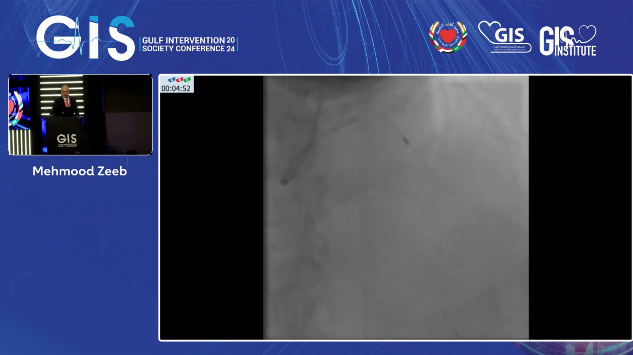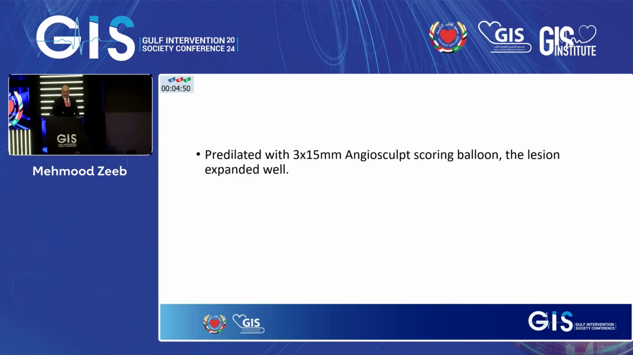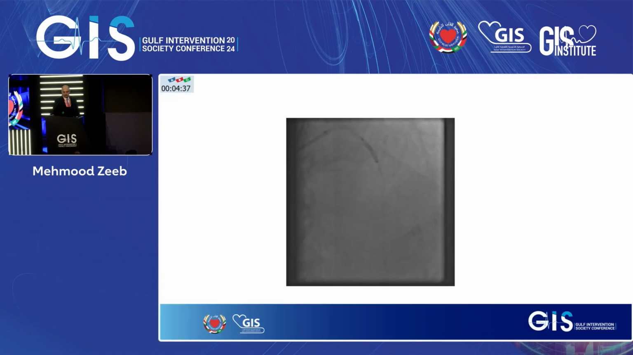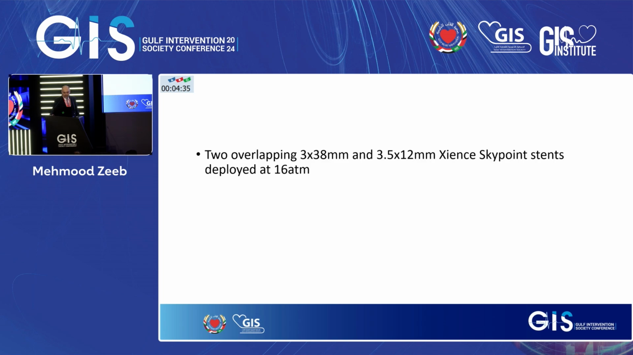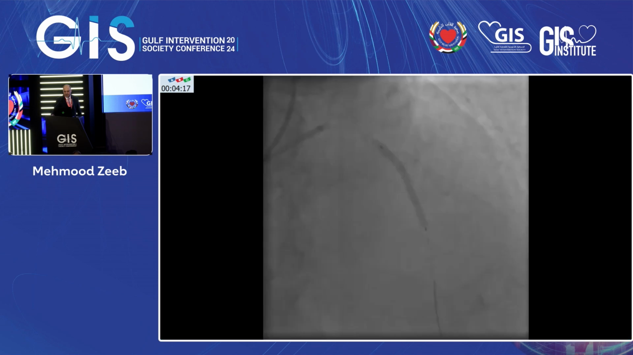So the LAD was treated with the rotablator. And then further pre-dilatation was performed with an AngioSculpt 3 by 15 millimeter balloon, which expanded well after a few dilatations across the vessel. Intentionally, I haven't shown all the dilatations, but just to prove the point, I've shown a few dilatations there. And then I delivered 2 overlapping 3 by 38 and 3.5 by 12 millimeter Xience SkyPoint stents at 16 atmospheric pressure.